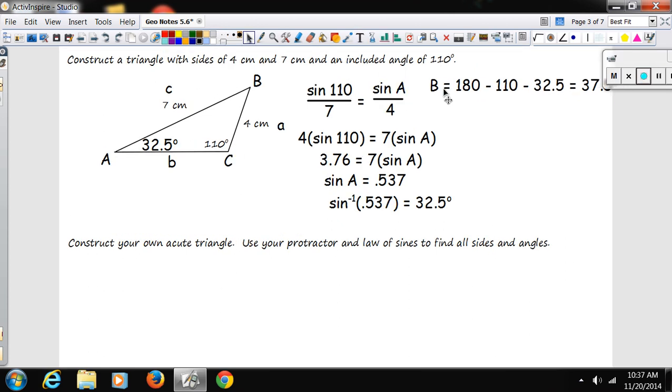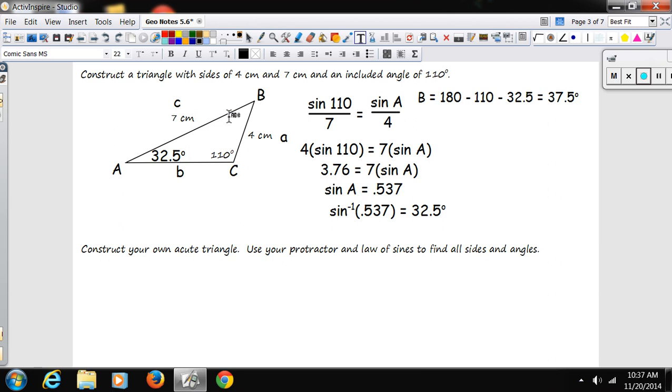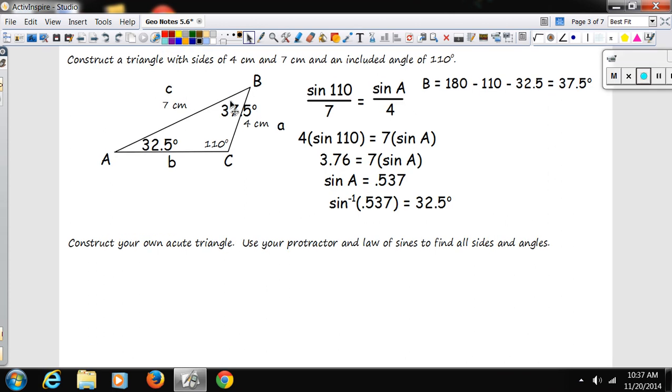So all I did was I subtracted those from 180. Took 110 away from 180, took 32.5 away from that, and you got 37.5 left over. So I'm going to put that value up in this angle right here, 37.5 degrees. That's going to be angle B right there. So now we've got all three angles.